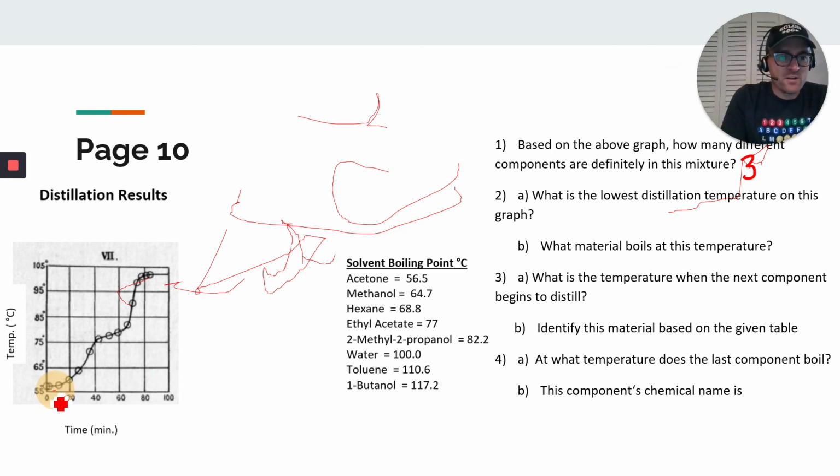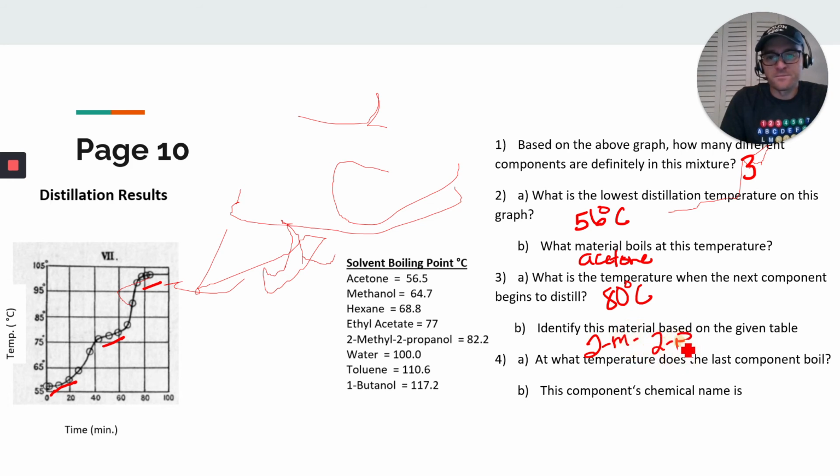We have a point right there, there, and there, where the graph is kind of flat. So our lowest temperature, I would say, is about 56 degrees, and that's going to be in Celsius. That corresponds to acetone. Next compound, maybe a little over 80 degrees, and that would be our 2-methyl-2-propanol. And then number 4, last boiling point looks to be about 100 degrees.